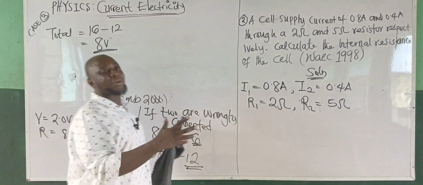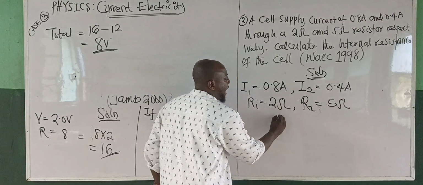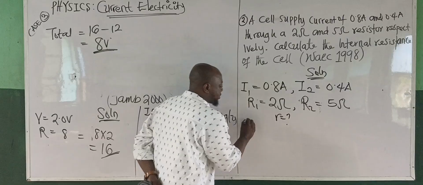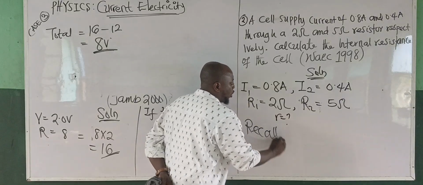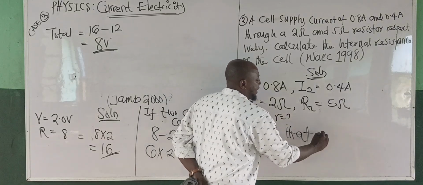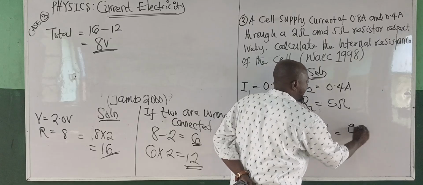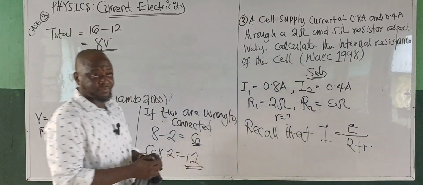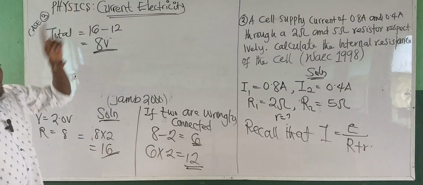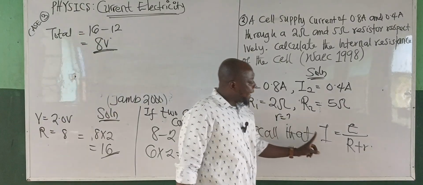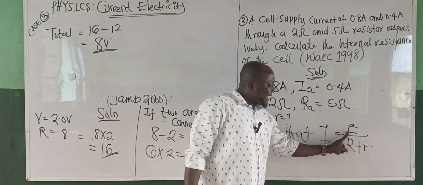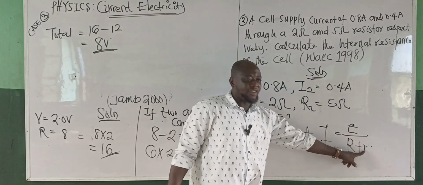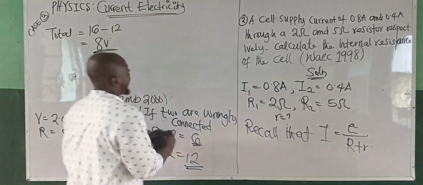So what we want to do now is calculate the internal resistance, which is small r. How do I do this? Recall that I equals E over R plus r. Now, observe that from here we can make E the subject of the formula. Why? Because we have currents, and we are looking for r.